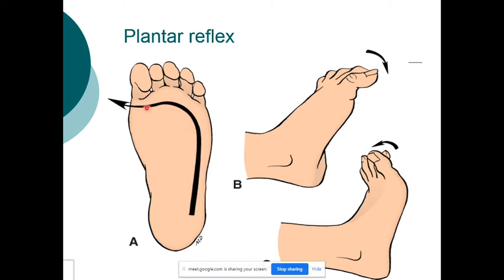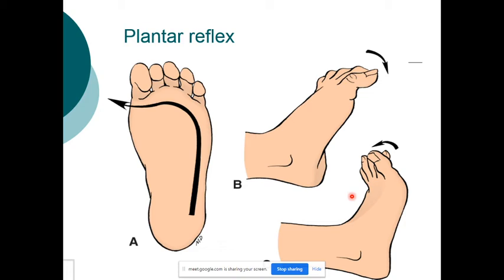Whenever you elicit it like this, you are going to see a response like this. The patient is going to plantar flex his fingers this way. What you see here is abnormal. Here there is dorsiflexion, he is flexing the finger towards the dorsum of the feet. This is abnormal. This is what is called the Babinski sign.